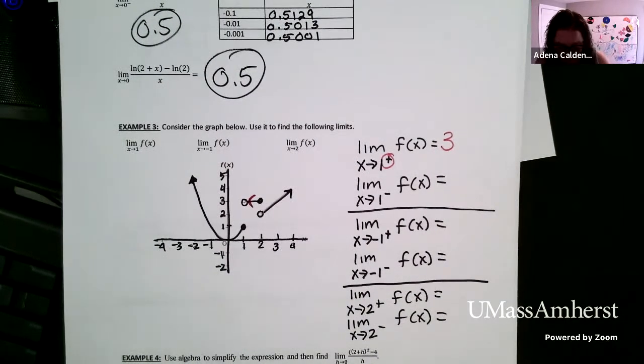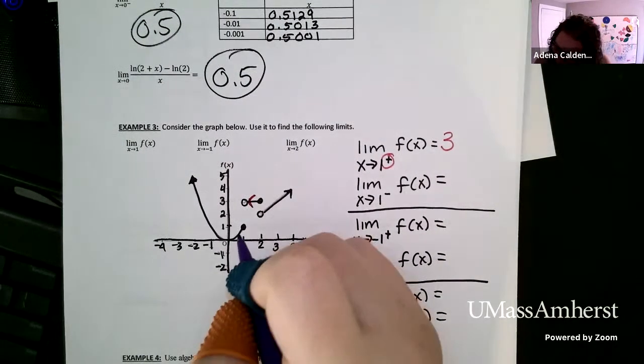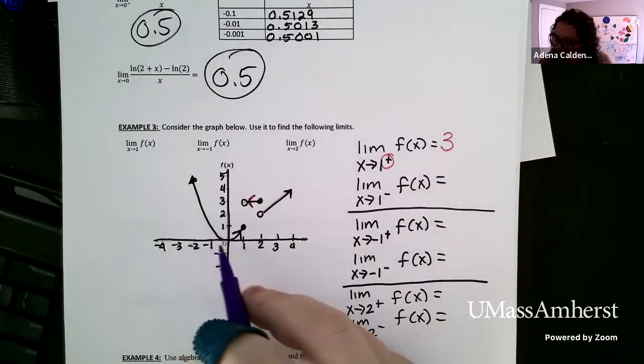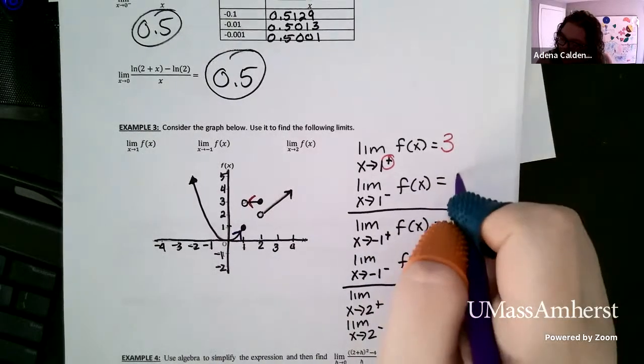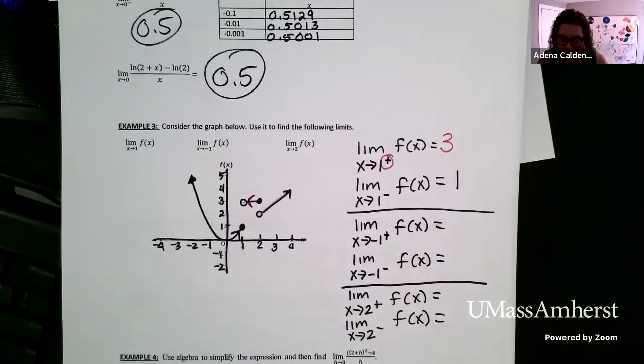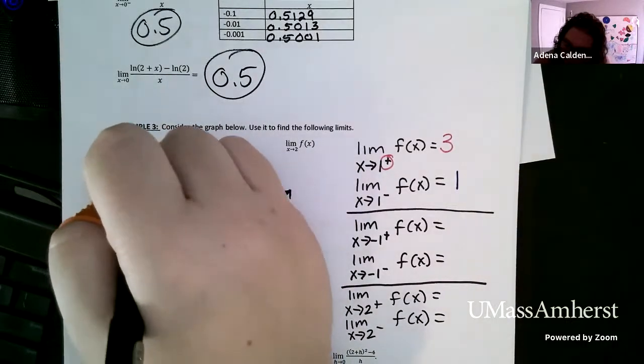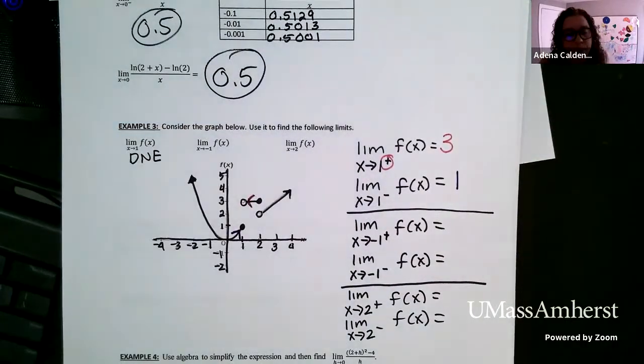When we approach 1 from the left, we are down here on this part of the function, right? And we're coming up towards 1 from the left. And so that is approaching 1. So what I notice is that these are different. So the limit from the left does not equal the limit from the right. So the general limit, we say, does not exist. And we will often notate that DNE.